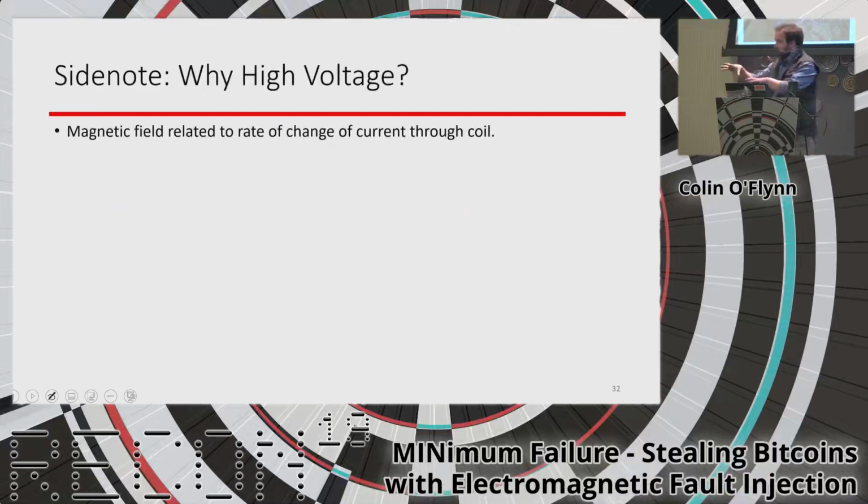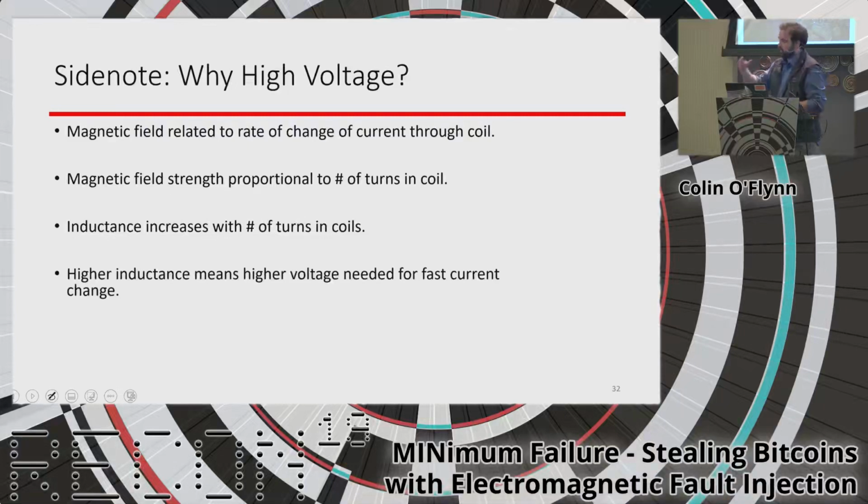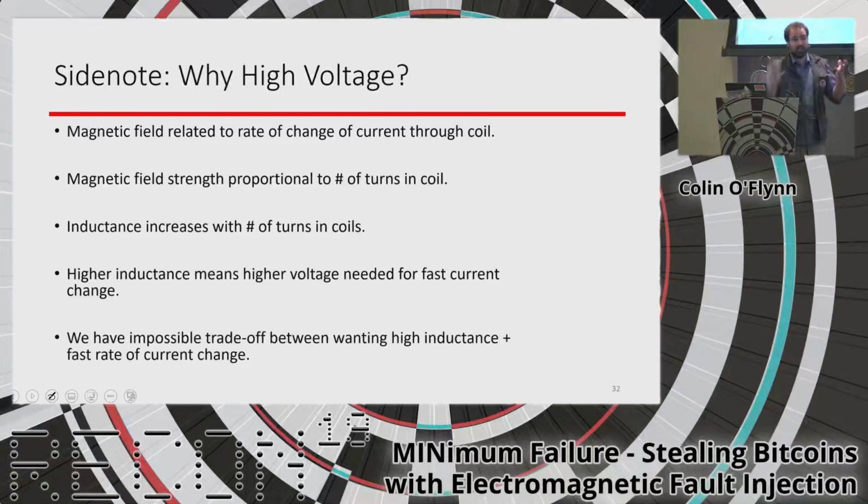Basically, the magnetic field is related to how quickly we can change the current through the coil. However, it's also proportional to how many turns of coil we have. The inductance of that coil increases with the number of turns. A higher inductance makes it much harder to change the current quickly on a physical level. So you have this annoying balancing act between wanting a super high number of turns to get a really strong field and wanting only one turn to be able to change the current very quickly.